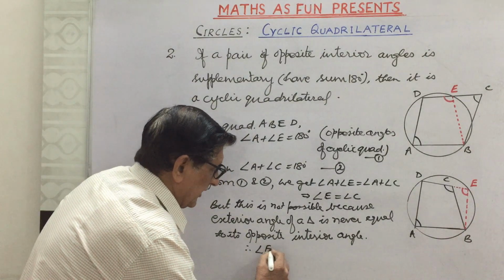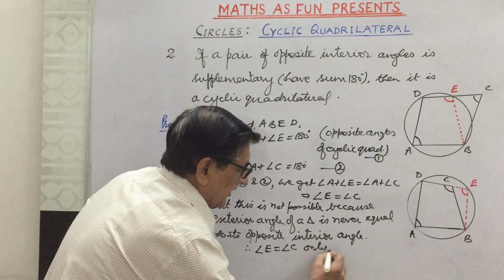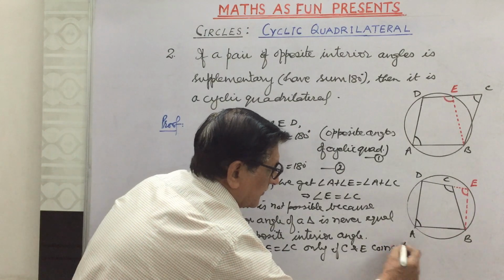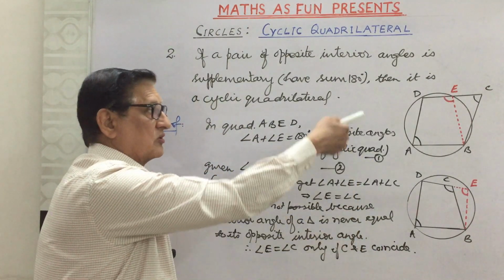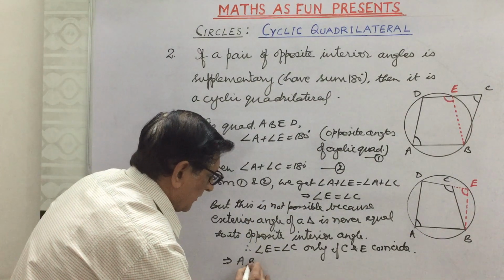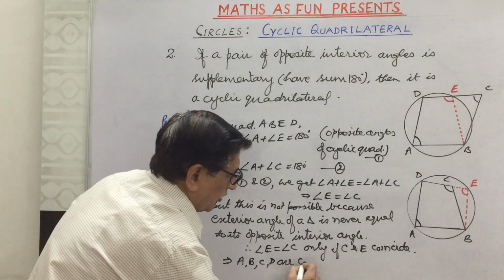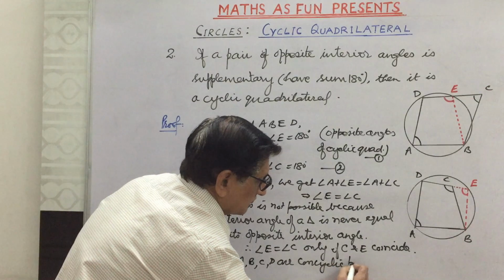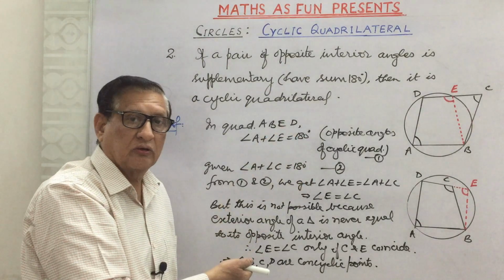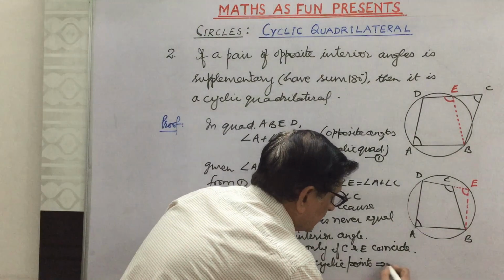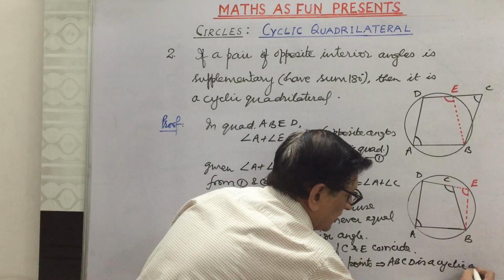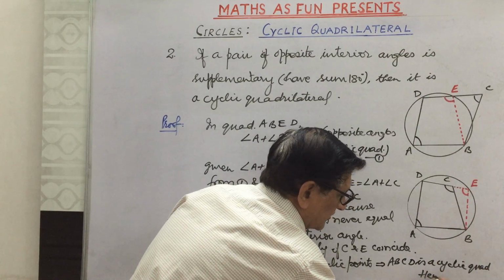Therefore, angle E is equal to angle C only if C and E coincide. And if they coincide, it means all 4 points lie on the same circle. So we can write this implies that A, B, C, D are concyclic points. And if they are concyclic points, then A, B, C, D is a cyclic quadrilateral. And that's all we had to prove.